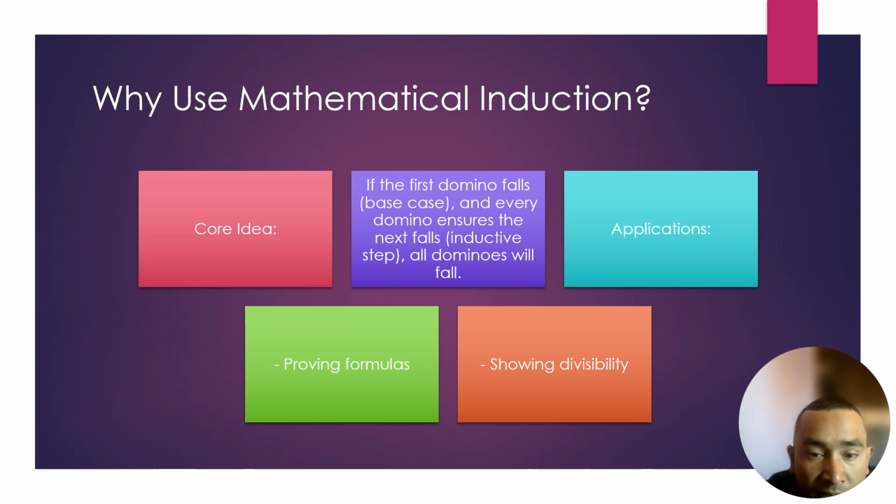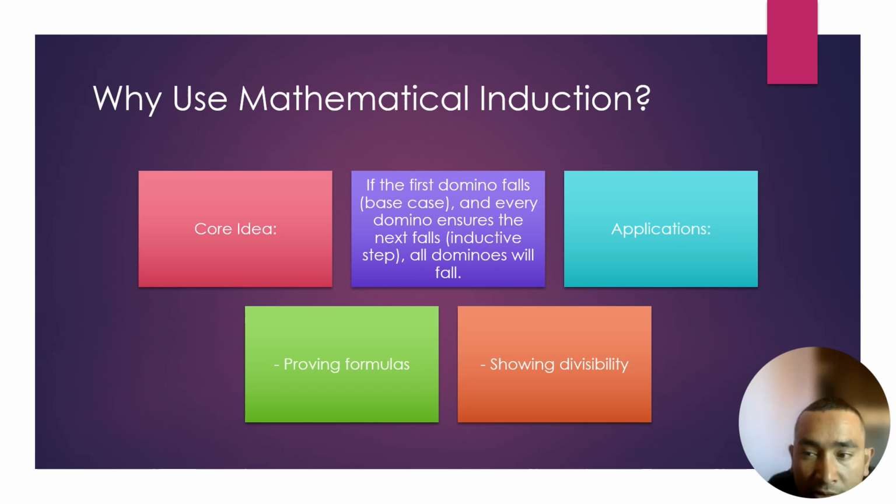Next, the first domino is the basic case, and every domino ensures that the next one falls in the inductive step, otherwise all the dominoes will fail. Then we will learn about applications. Application means that if we are finding the square of 11, which is an odd number, the square of 11 should also be an odd number. So the square of 11 is 121.